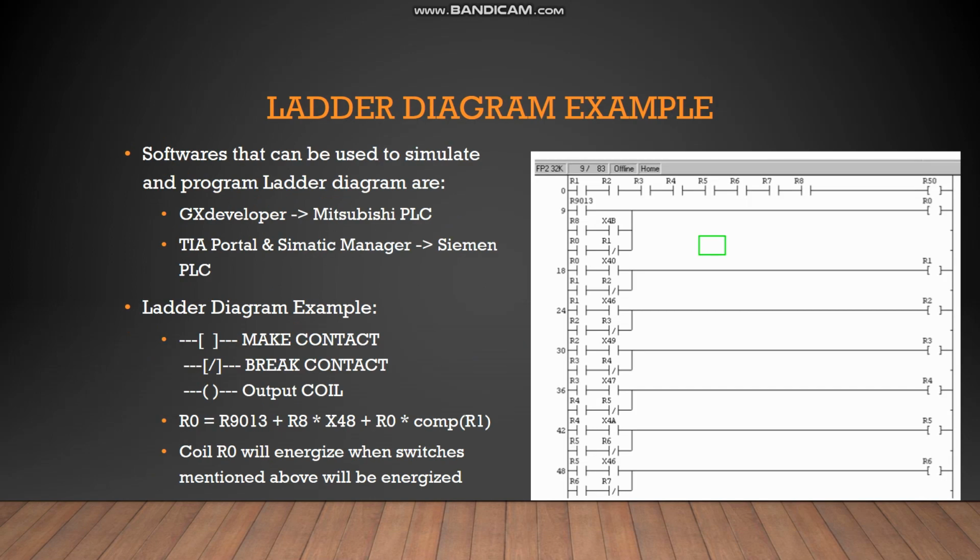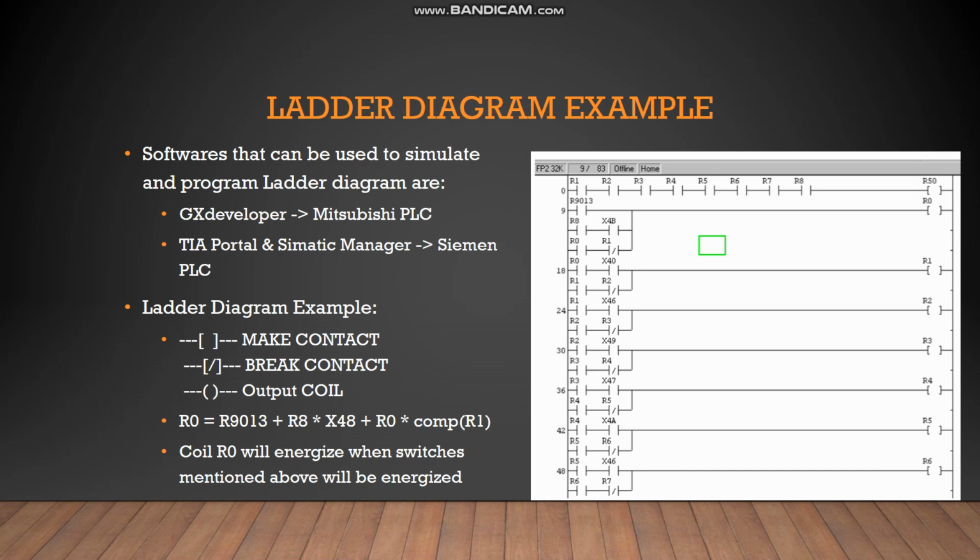The figure on the right shows an example of a ladder diagram in which the square bracket refers to making contact, and the square bracket with a backslash refers to breaking the contact, whereas the round bracket shows the output coil. Although it is a sequential logic, the conventional logic gates of Boolean algebra are used as a tool to assist in its design.